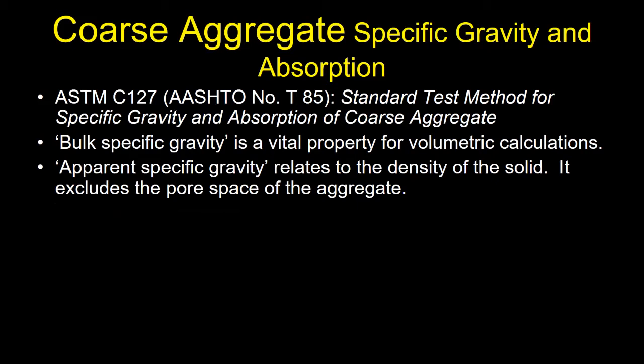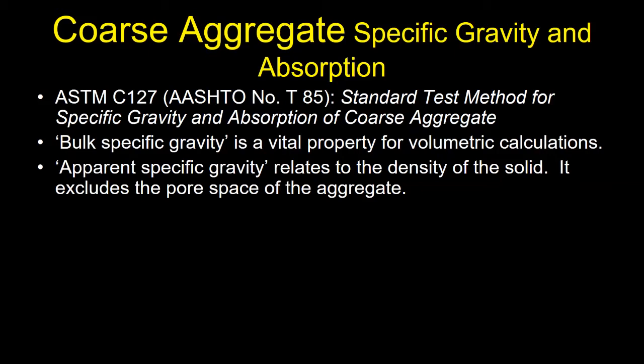Next is coarse aggregate specific gravity and absorption. The ASTM standard is C127, and it's called the standard test method for specific gravity and absorption of coarse aggregate. Bulk specific gravity is a vital property for volumetric calculations. And then apparent specific gravity. Y'all will hear bulk specific gravity and apparent specific gravity a lot.